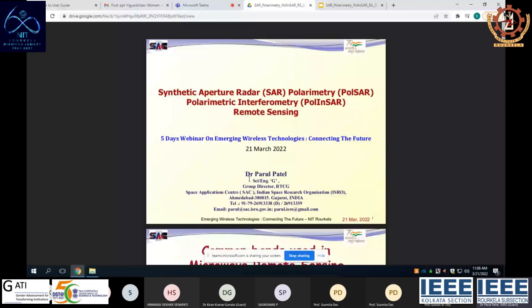L band will be able to penetrate right up to the trunk, and it will give you information of the entire structure. And P band would be able to penetrate the entire canopy and the tree trunk, and then it will be able to give you information about what is underneath the vegetation also. So that's the typical, madam.